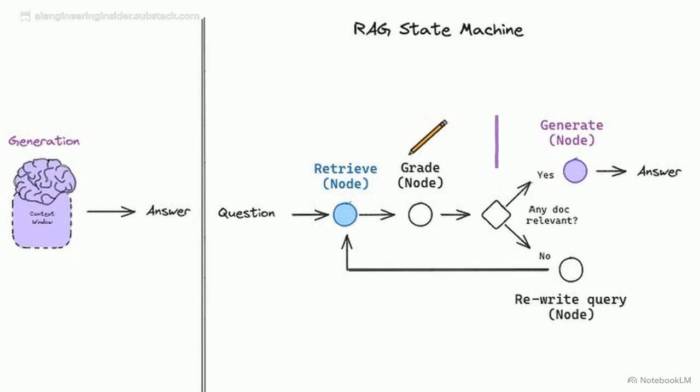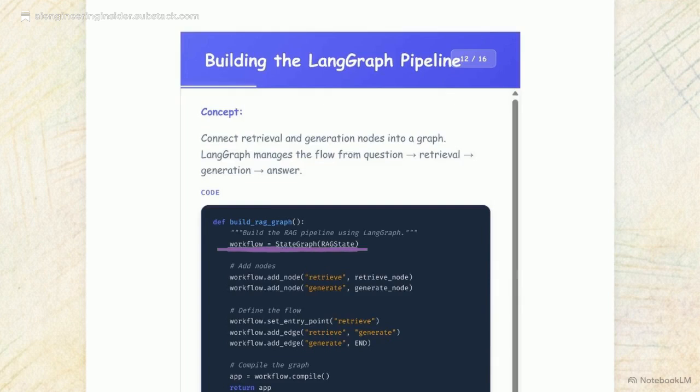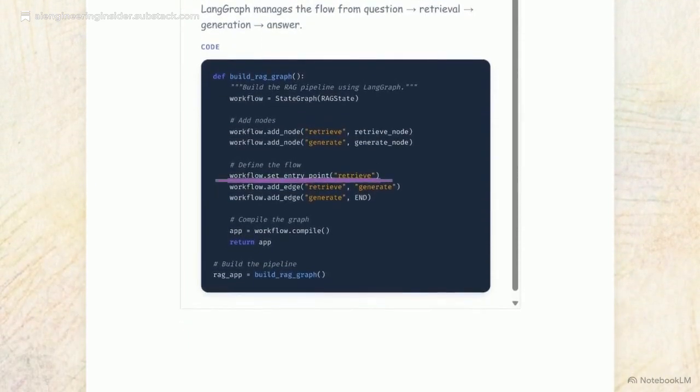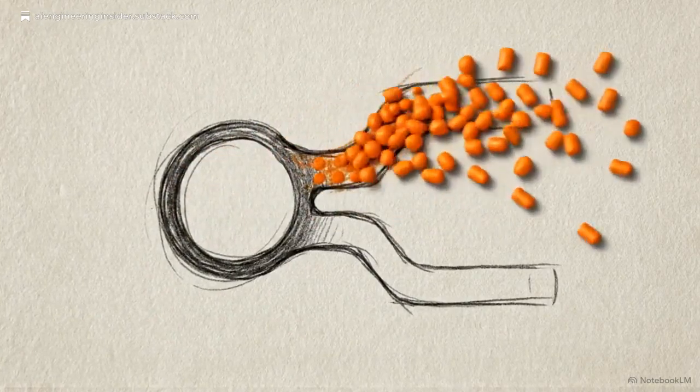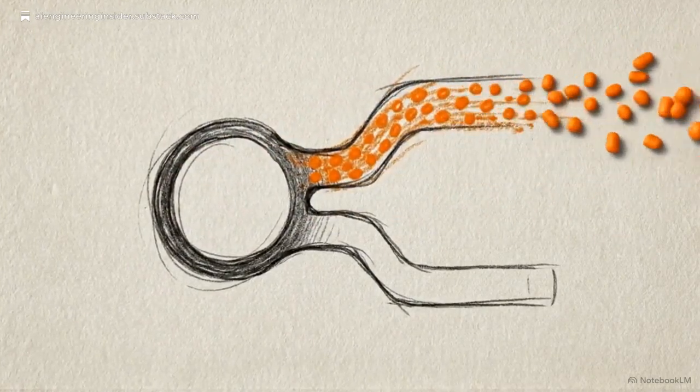To build this structure, we initialize a state graph and register our retrieval and generation nodes into the workflow. We establish the operational flow by setting the retrieval node as the entry point and drawing a direct structural edge connecting it to the generation node. Graph routing gives you complete control over the logic. The pipeline upgrades to a robust application capable of handling complex decision-making.